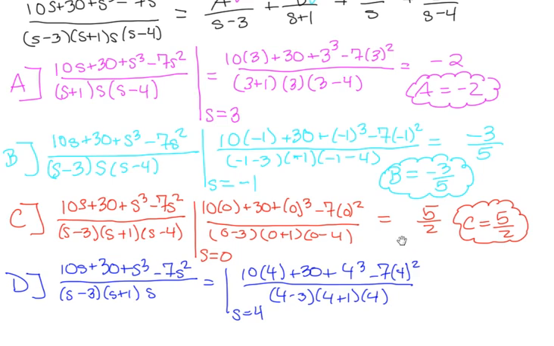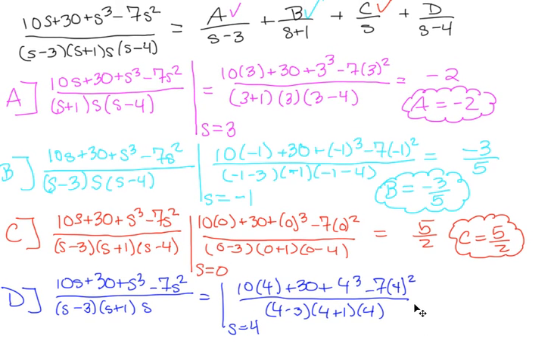Okay, and then when we solve this out, we're just going to get 11 over 10. So D is 11 over 10.